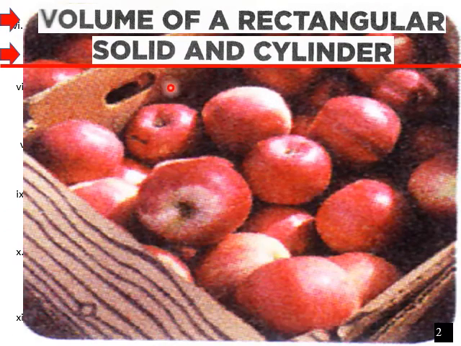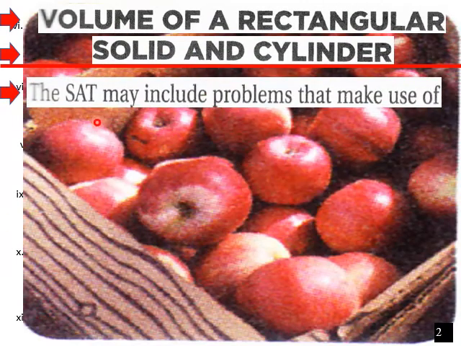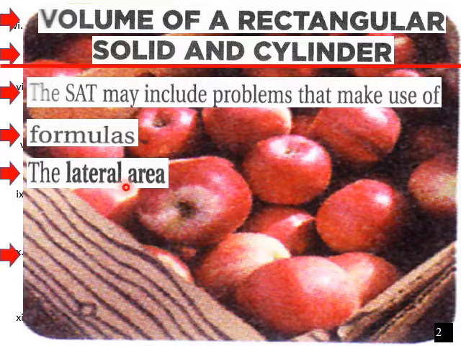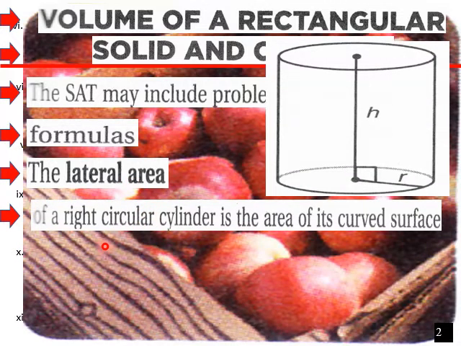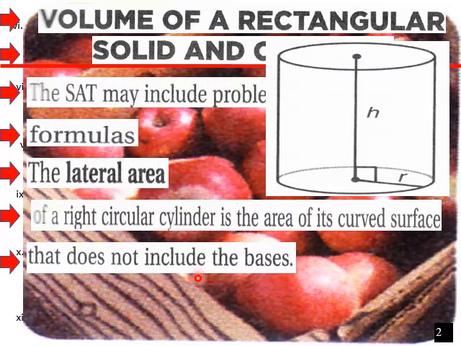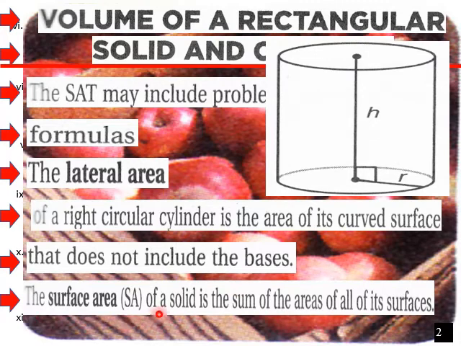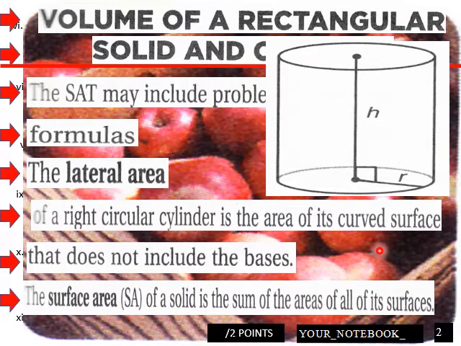Volume of a rectangular solid and cylinder. The SAT may include problems that make use of formulas like the lateral area of a right circular cylinder, which is the area of its curved surface. Like the outside part of this cylinder, the surface area of that is called the lateral area, and it wouldn't include the bases, that would be extra. The surface area of a solid is the sum of the areas of all of its surfaces. That's a good note to take here.